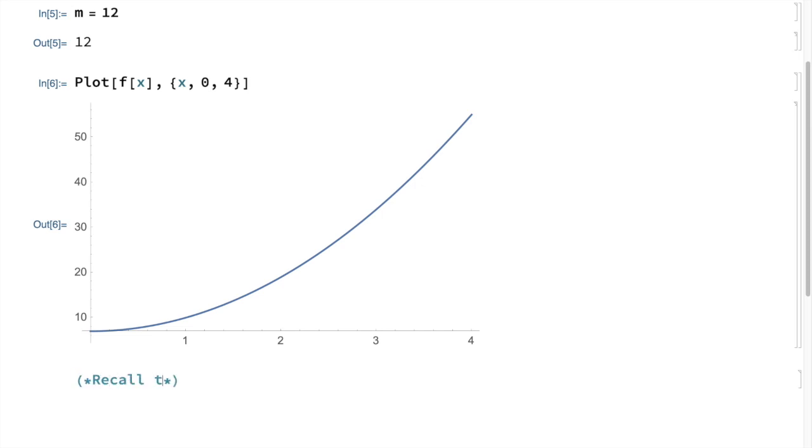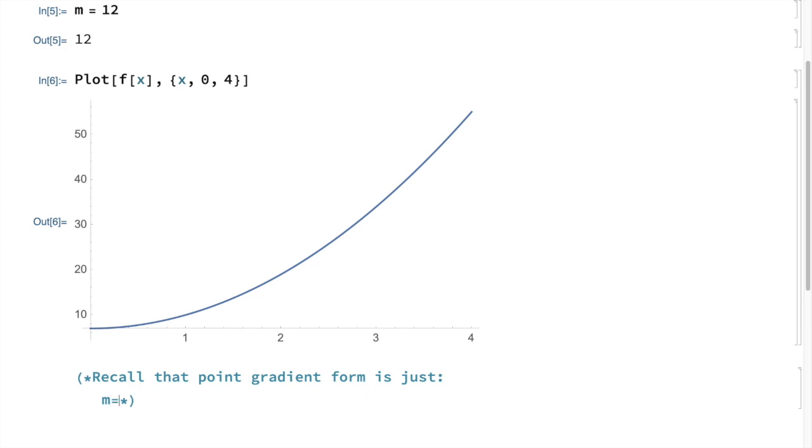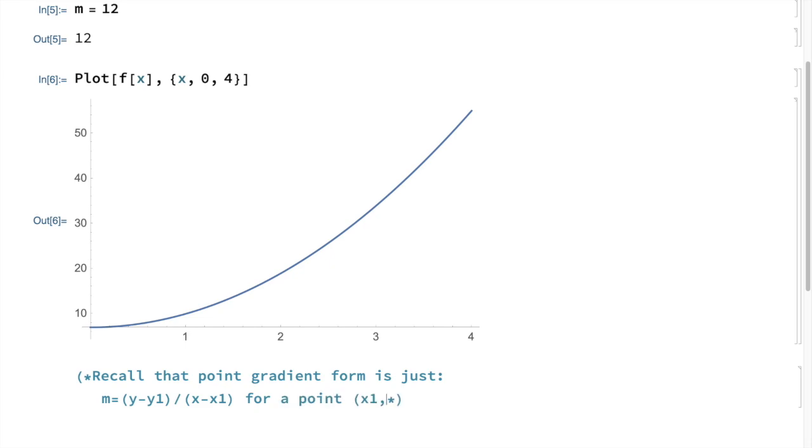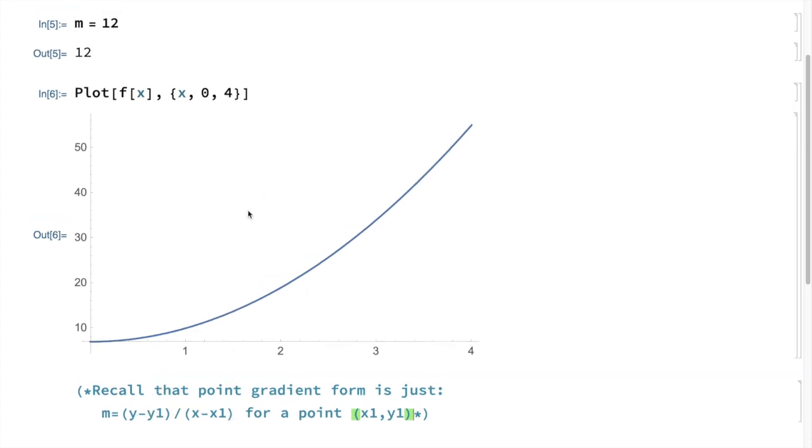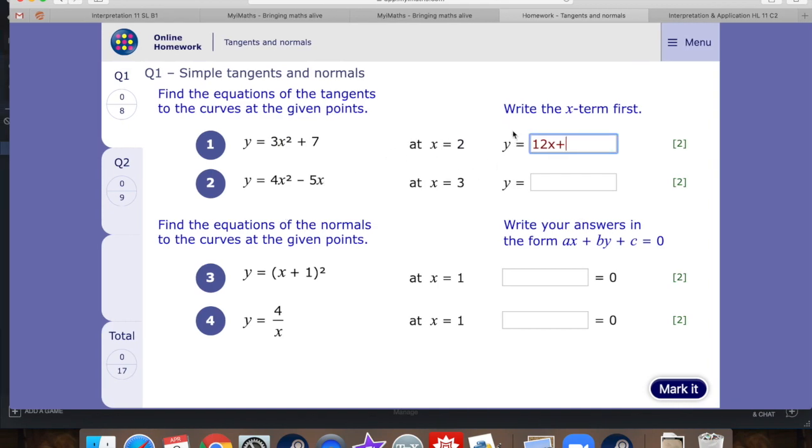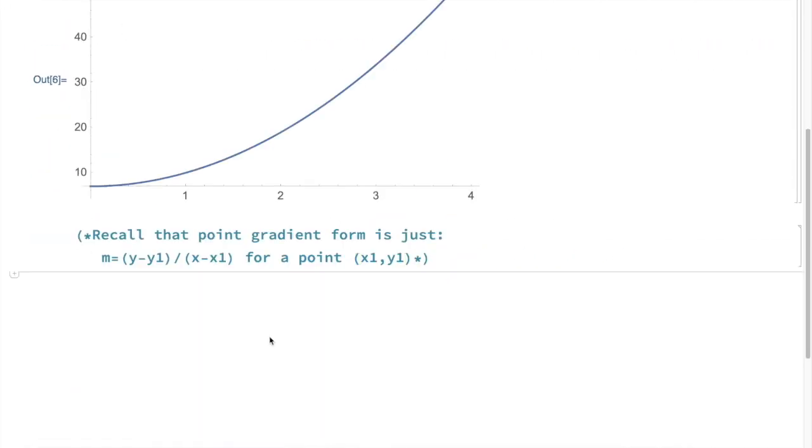Recall that point gradient form is just the slope, m, which is equal to y minus some point, why don't we call it y1, divided by x minus some point x1, for a point x1, y1. So all I need is just one point, y1 and x1. Why don't I use this point right here, x is equal to 2. So why don't we do that right now?